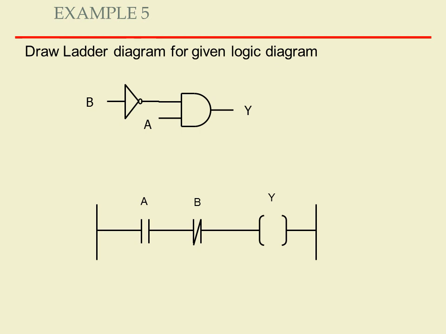Okay, so let us move to the fifth example, and it is draw a ladder diagram for given logic diagram, and this logic diagram is having one AND gate, and its first input is inverted B. Okay, so one NOT gate is connected to the B, so after that we will get B bar, isn't it? So first input to the AND gate is B bar, and second input to the AND gate is A.